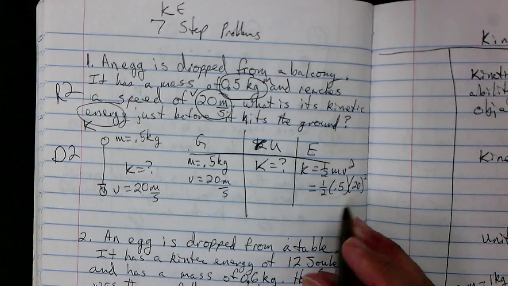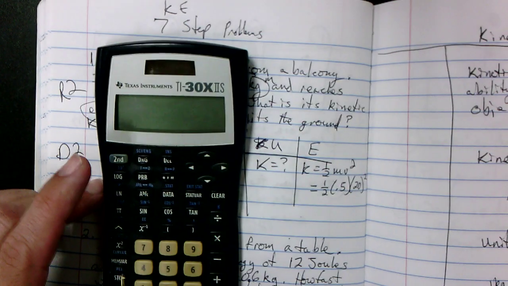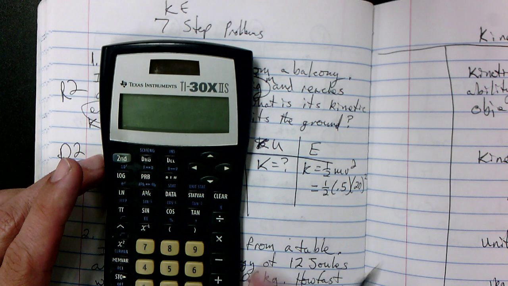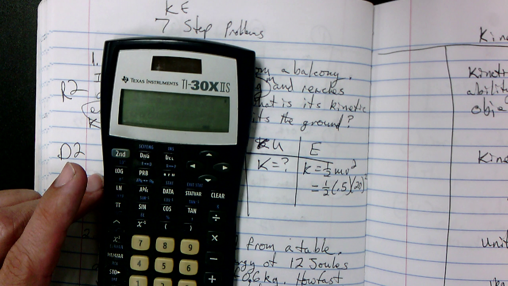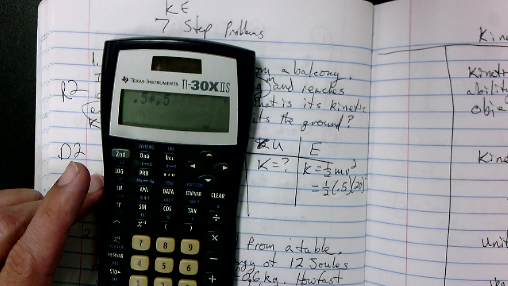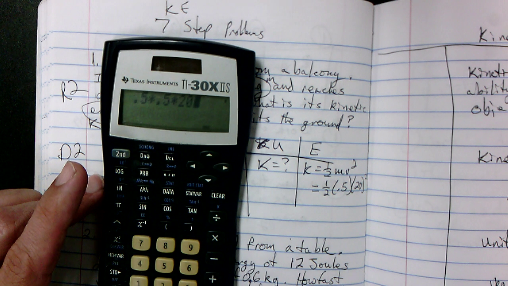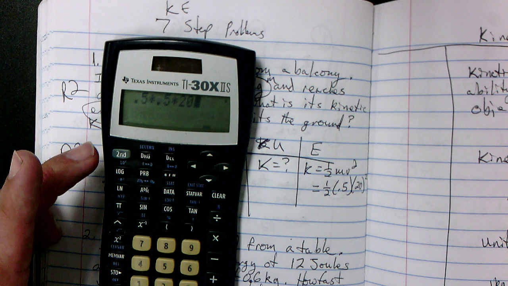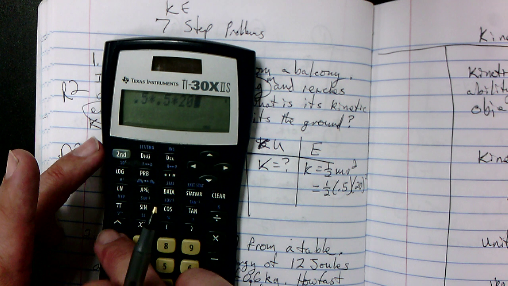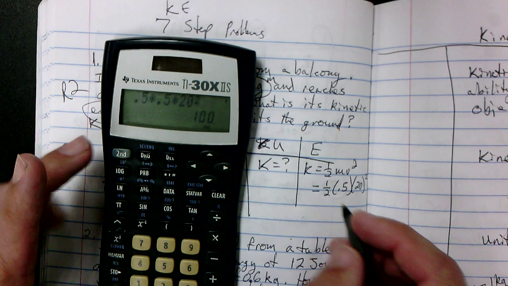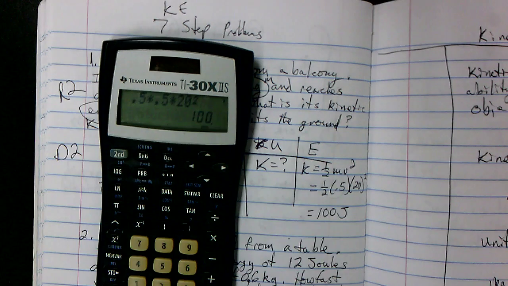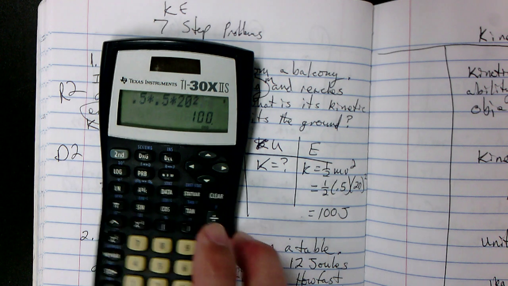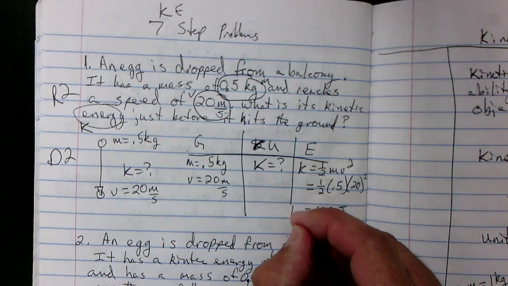So we plug this in our calculator. If you're using one like this, it's a little different. Let me turn it on first, clear. Okay, so 1/2 is basically 0.5. Okay, 0.5 times 0.5 times 20, and then you have to do the squared, which is right there, x squared. Enter. Should be 100. 100 joules. Okay? So K equals 100 joules.